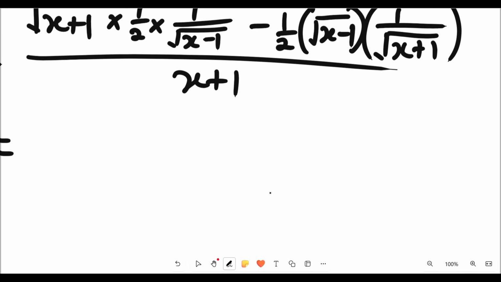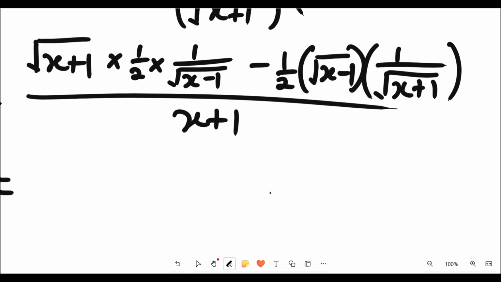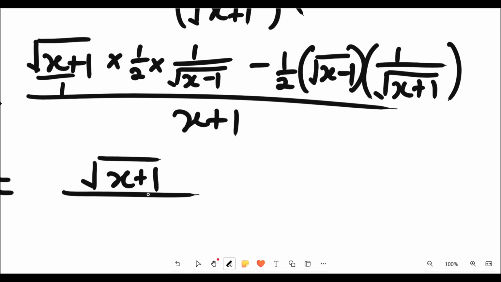So we continue to simplify the numerator. We have square root of x plus 1. Multiplying half, so here is also over 1. So the numerators will multiply each other, and we are going to get the numerator to be x plus 1. And the denominator will be 2 times 1 times the square root of x minus 1. So this will give us 2 multiplying the square root of x minus 1.